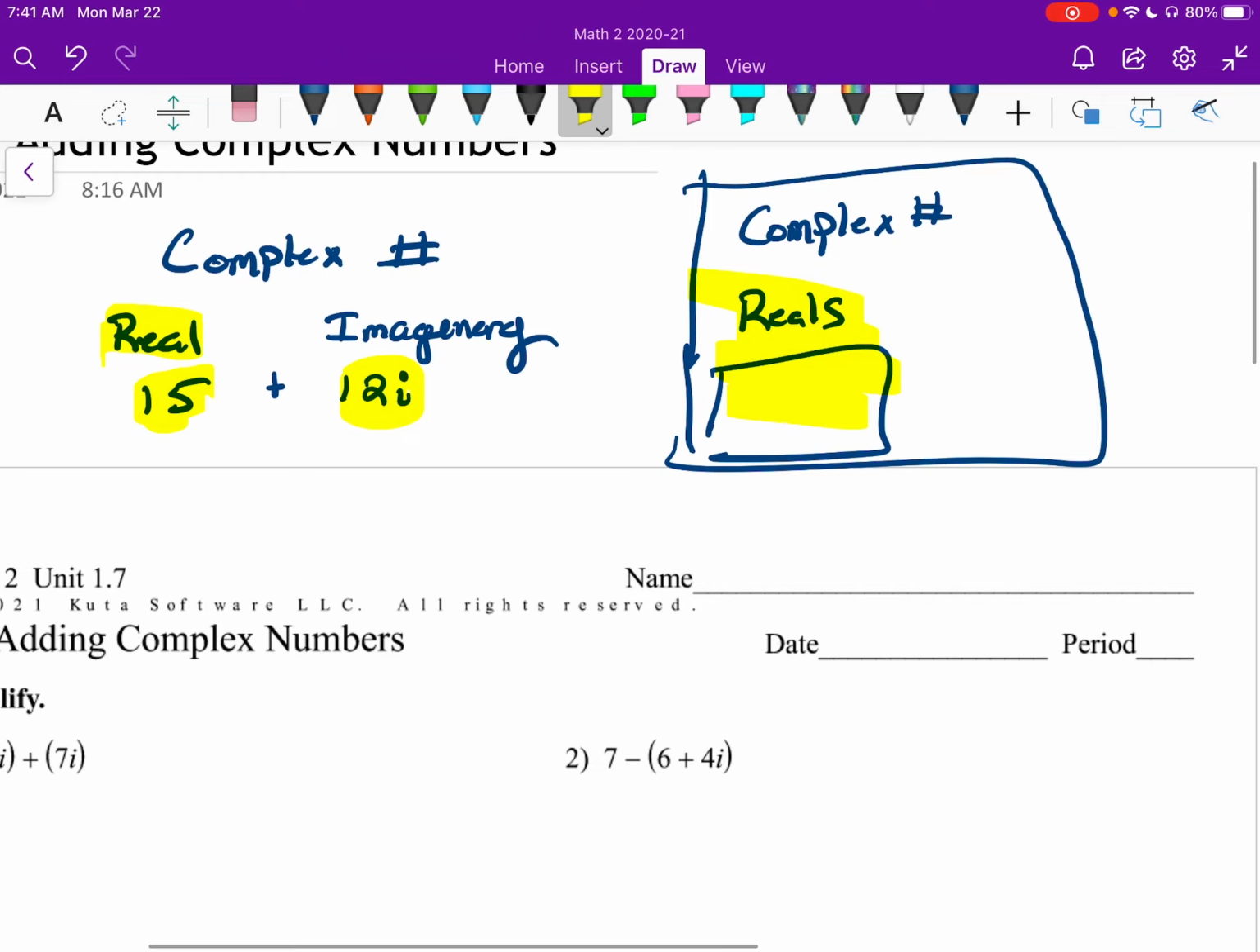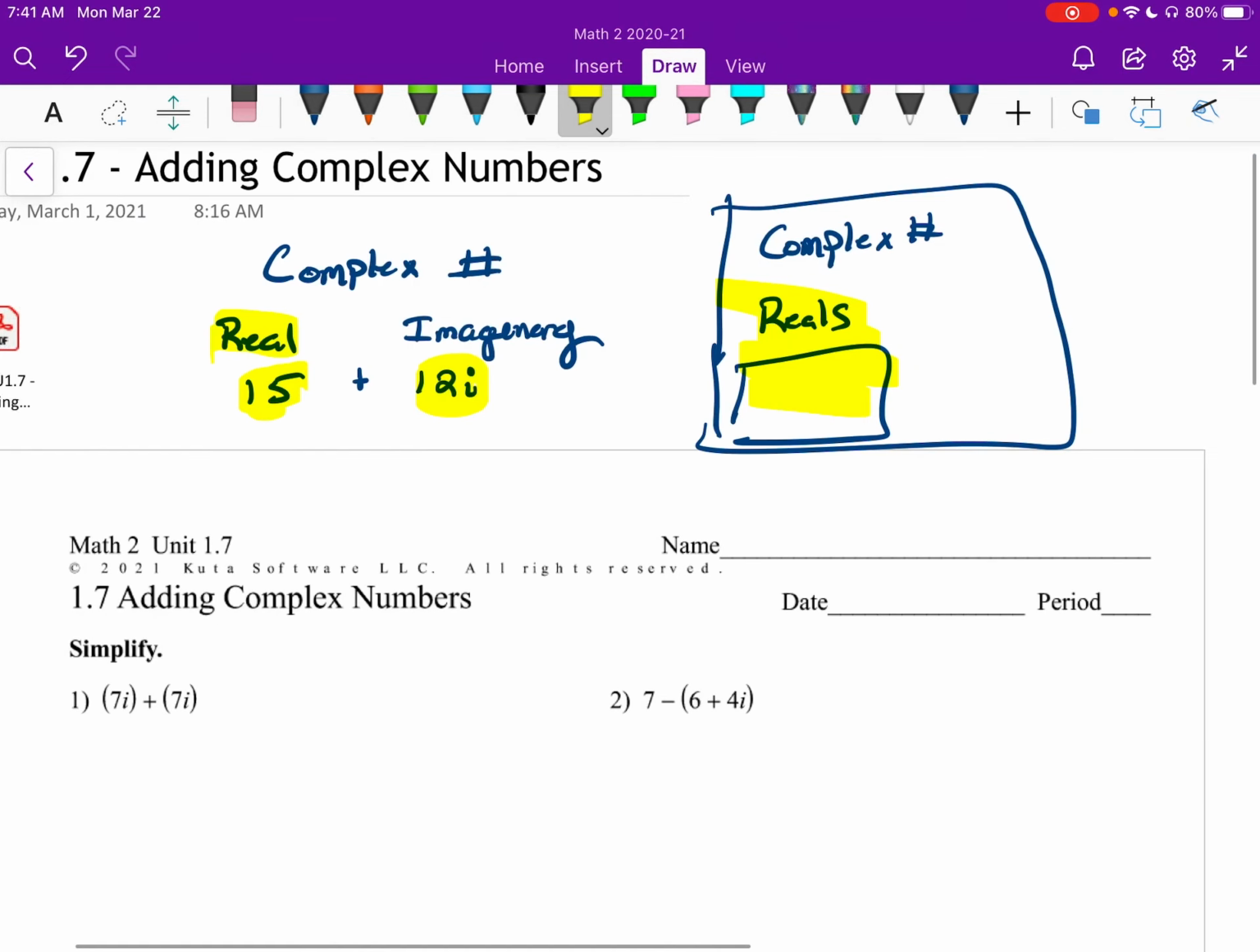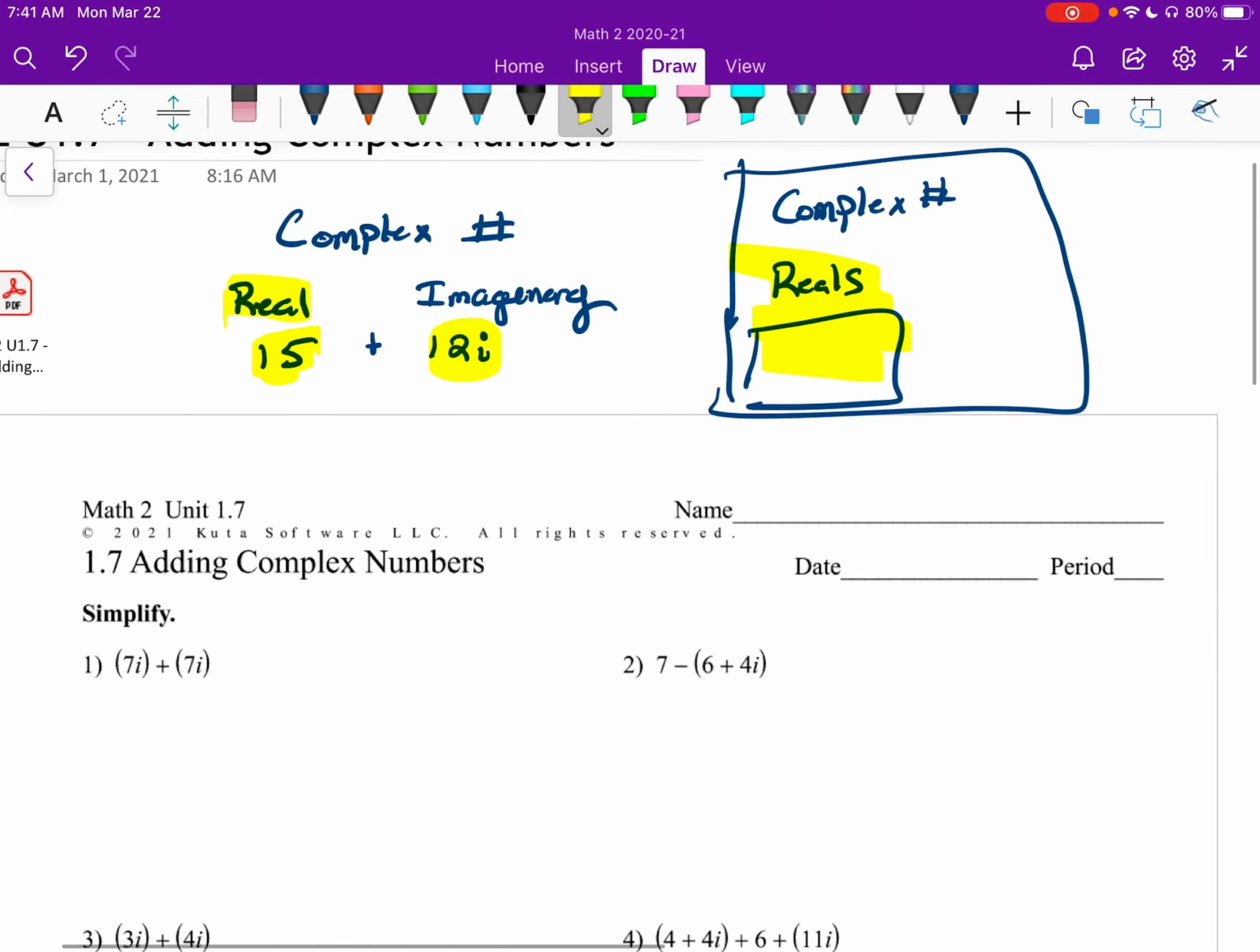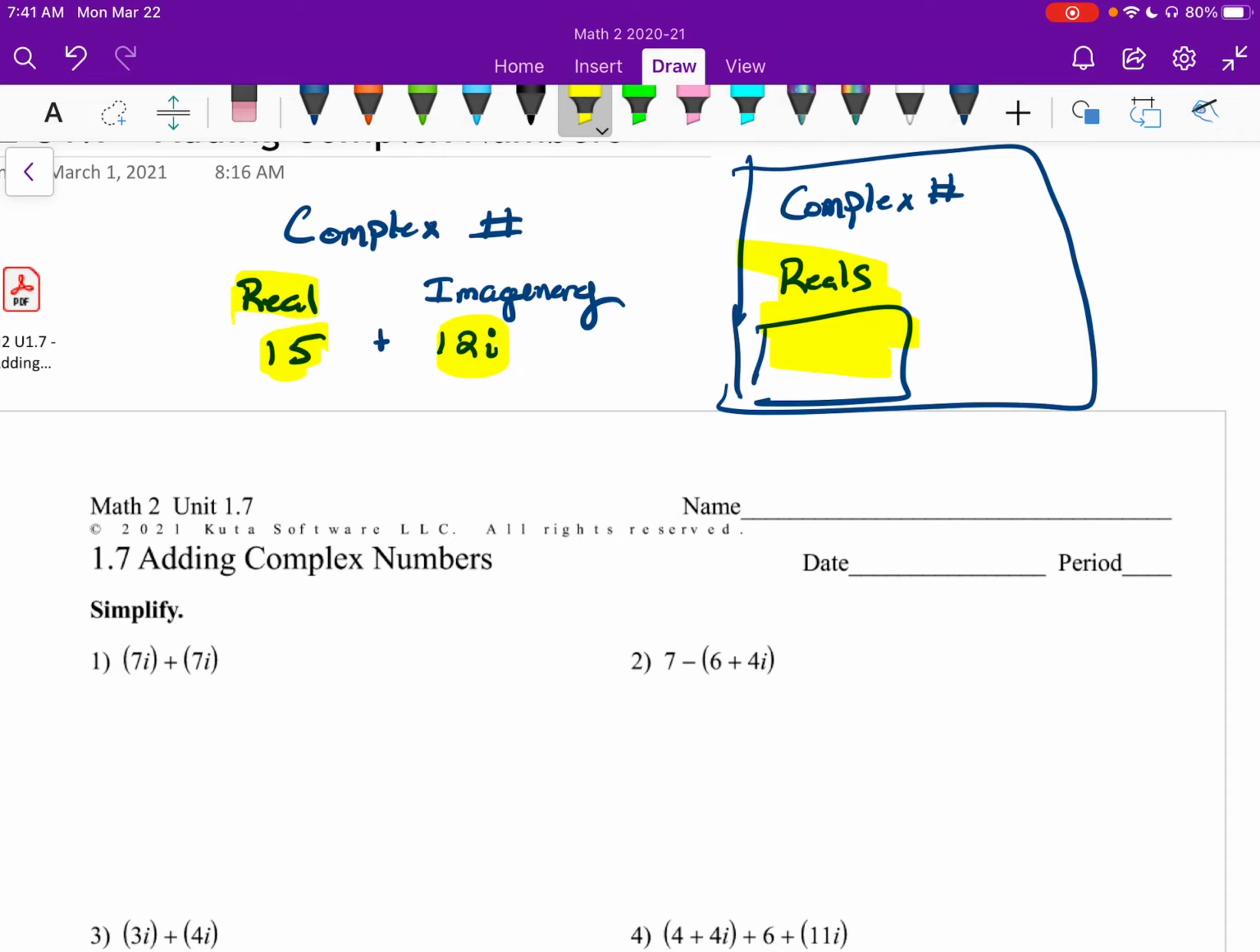And just because imaginary numbers have the word imaginary doesn't necessarily mean that they are fake, right? They're used in physics. They're used in some other things. They still have applications to the real world. So 1.7 should be really easy. It's just combining like terms with the letter i instead of another variable.